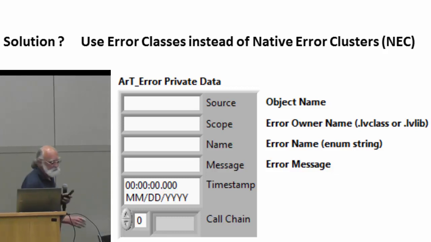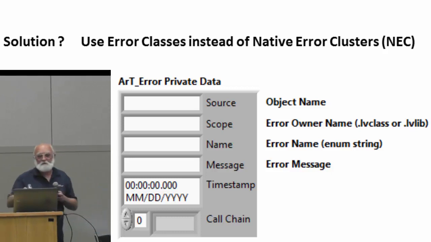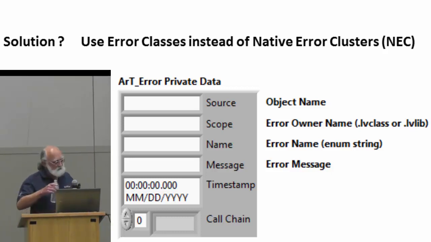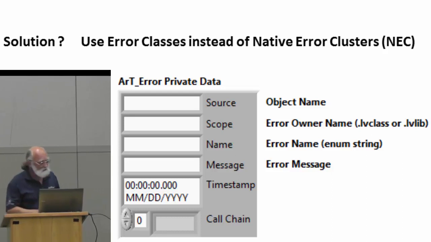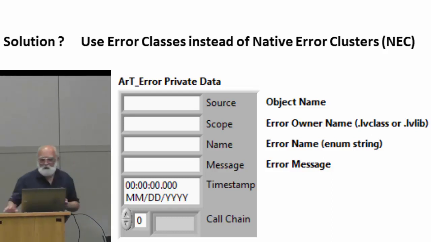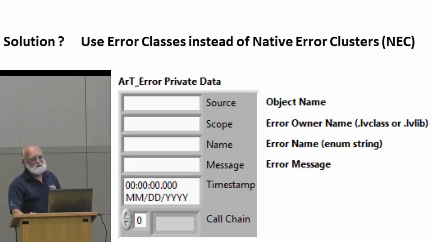Timestamps are usually important. Everybody needs a timestamp because there is a propagation delay between when you generate an error and when you start processing it. And then the call chain. In this case, it's a parsed array of strings. This is important for lower overhead, so you don't need to parse the standard call chain when you process the errors.